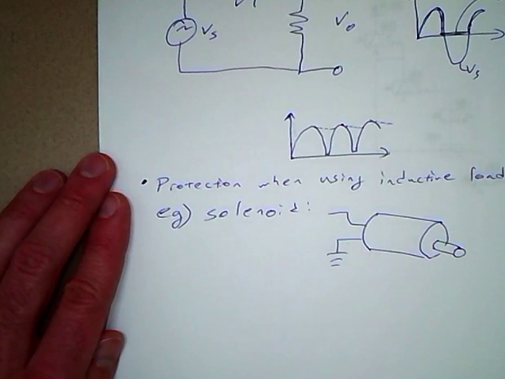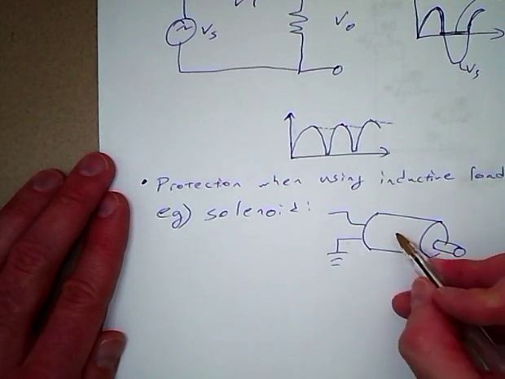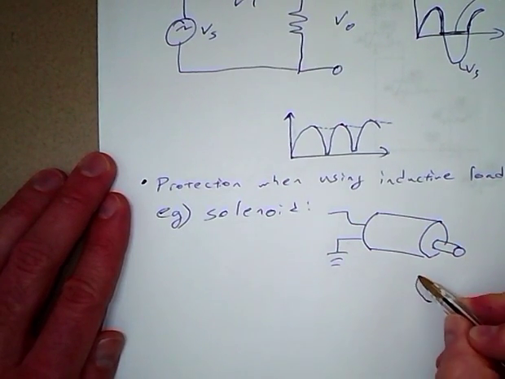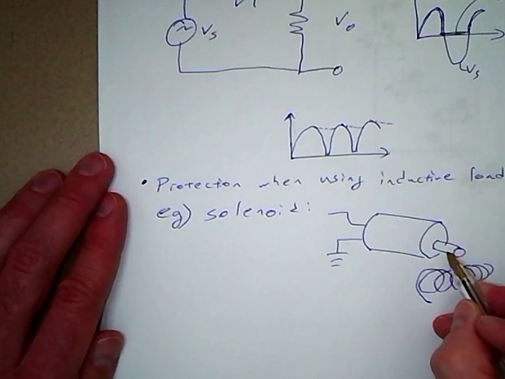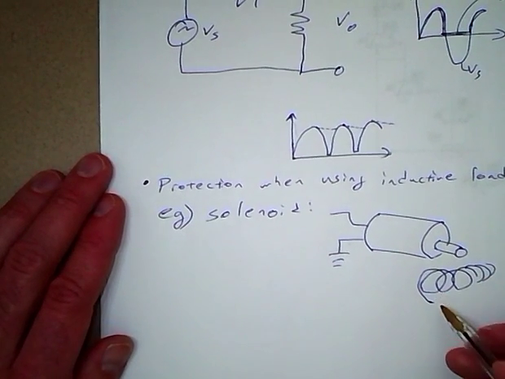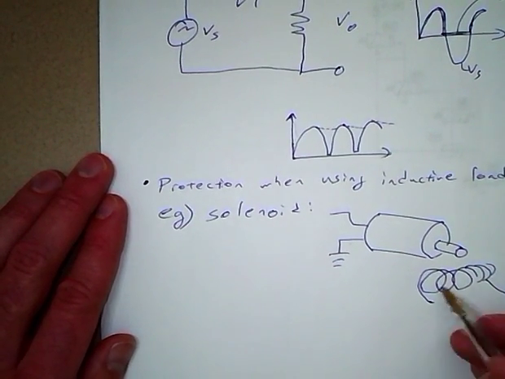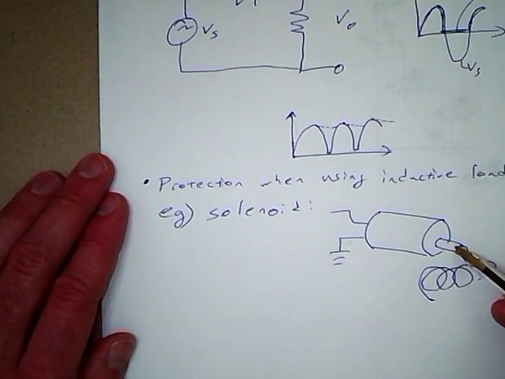So here's my drawing for a solenoid, and we have a conductive coil in the solenoid, and then there's that plunger. And so whenever current goes through the coil, which is an inductor, it generates a magnetic field moving the plunger.